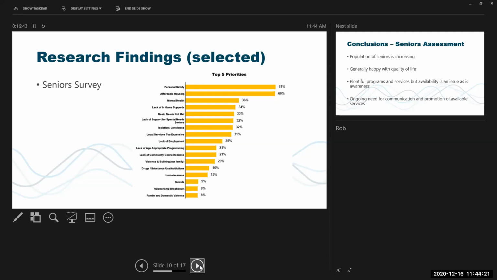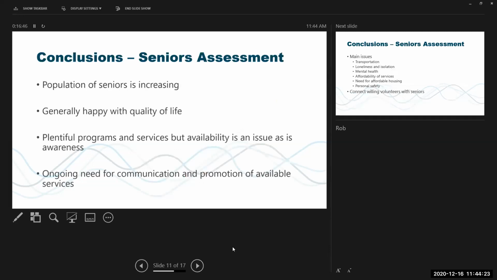So conclusions, a little bit more in the broader study, but we wanted to just share some of those high-level ones that led to these conclusions. So seniors population is increasing. Probably not a surprise. We know that we're aging. Generally, there's some happiness with quality of life. Does seem to be a fairly decent number of programs and services, but availability is a bit of an issue, and that even was reflected in the graph that Christopher showed about looking for some specialized appointments.